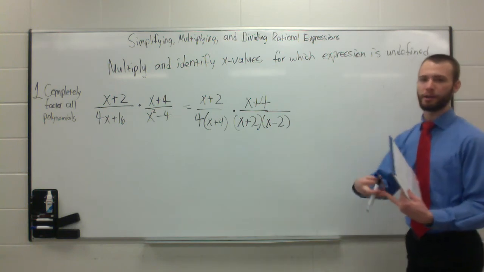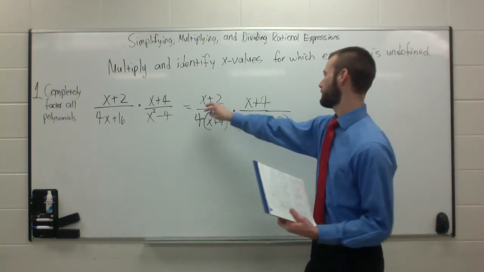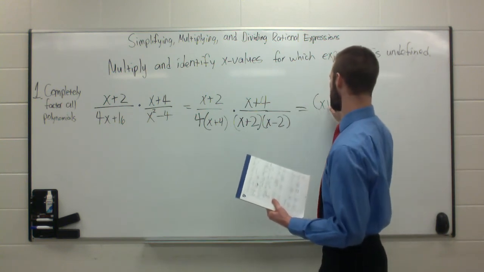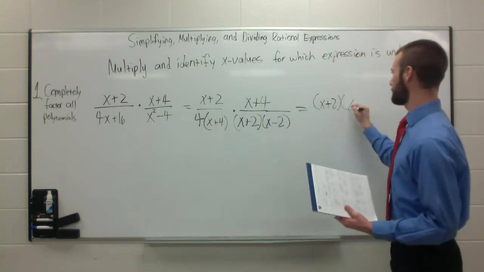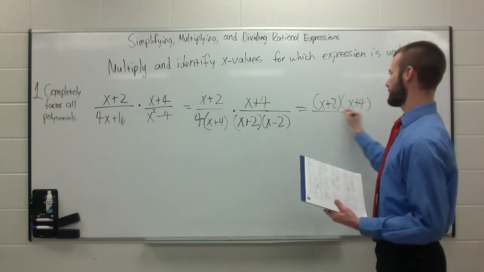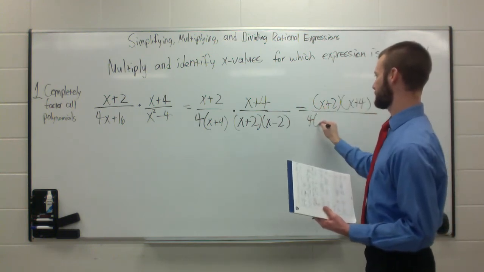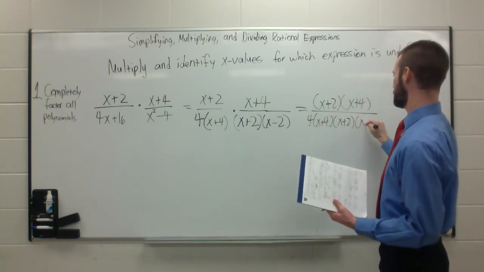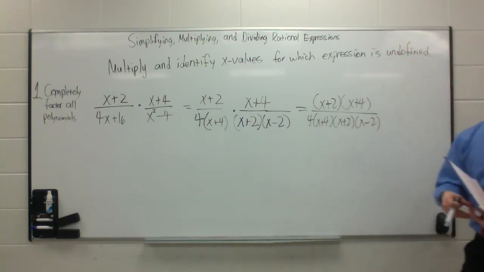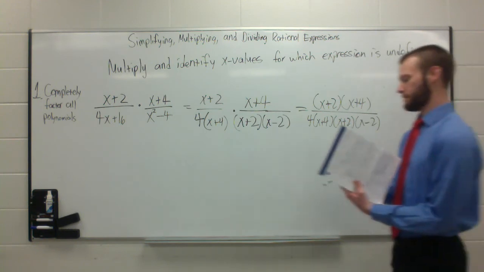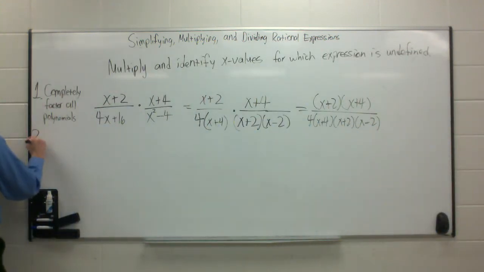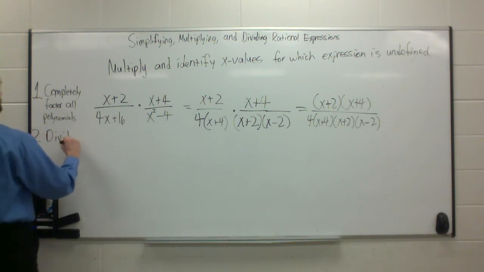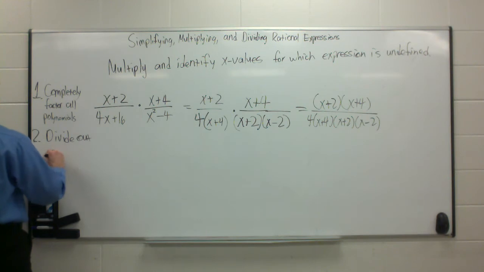From this point, I can go ahead and start simplifying. If it helps you to write this out, then by all means do. But we don't want to start actually multiplying the polynomials together yet, because it's a lot easier if we simplify first. x plus 2, x minus 2. So now we want to identify common factors and divide out common factors.